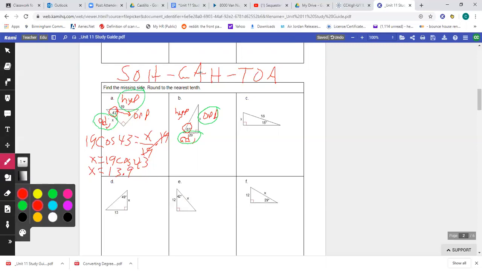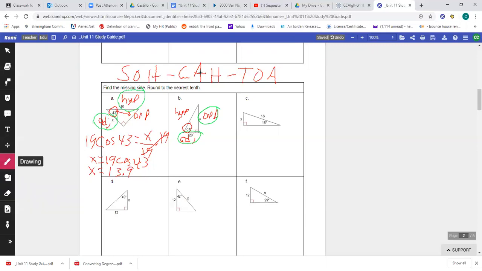So now you go to your Sohcahtoa and see which one has opposite and adjacent. The one that you have is tangent. Tangent is opposite over adjacent. So I'm going to use tangent. It's the same thing as letter A. You write tan 61, and now opposite is x, adjacent is 20. Now you just multiply both sides by 20.